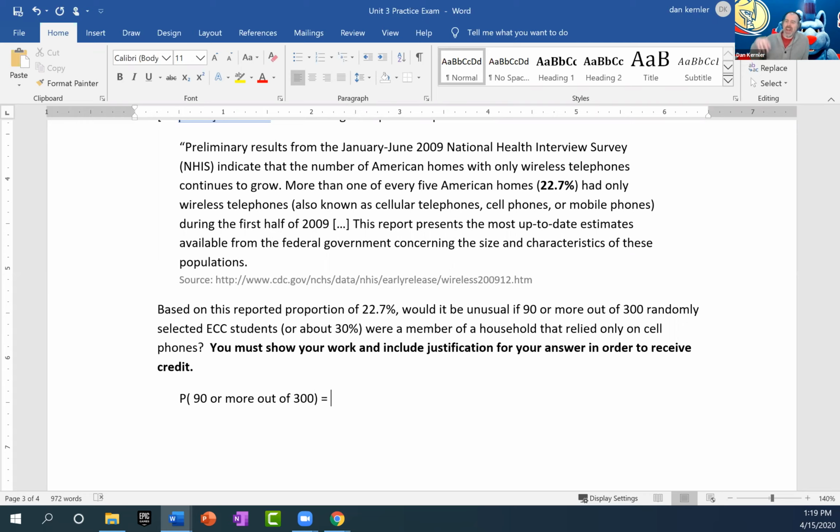So I kind of knew right away that this was the other section in chapter 8. The first section was about means, the second section was about proportions. So how do I know that this is a probability question about proportions? Oh, it says right there, based on this reported proportion of 22.7%. But look at this, I'm trying to find the probability of 90 or more out of 300. Is that obvious to you that that's a proportion? Does anyone have a way that you know that that's a sample proportion?